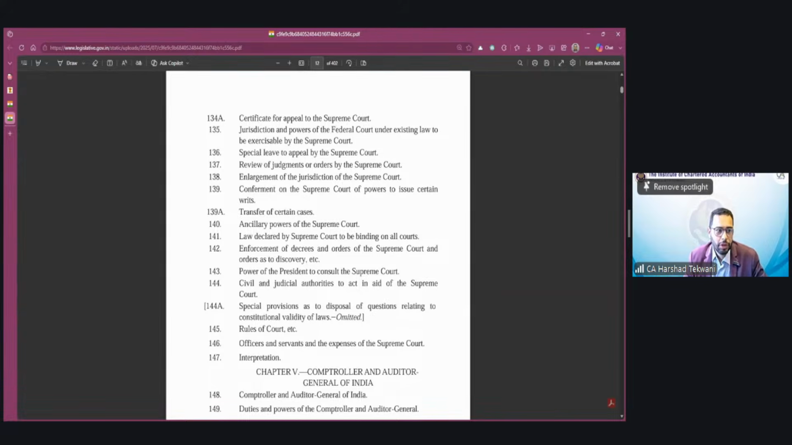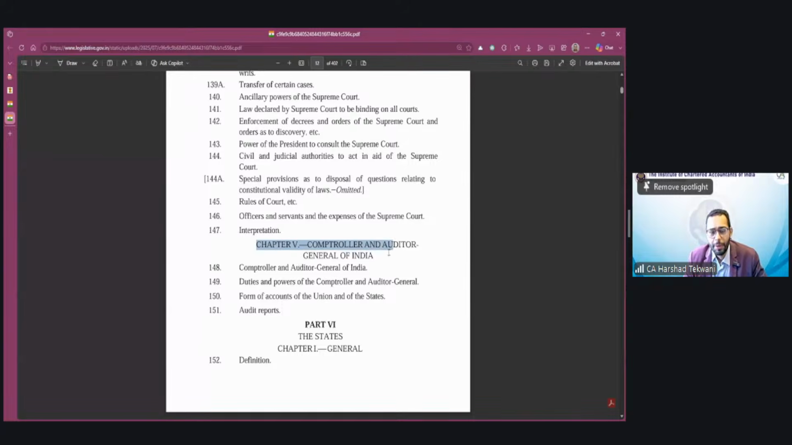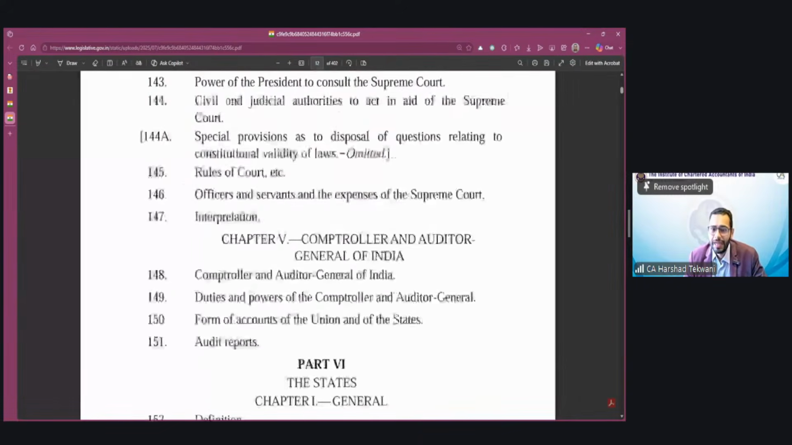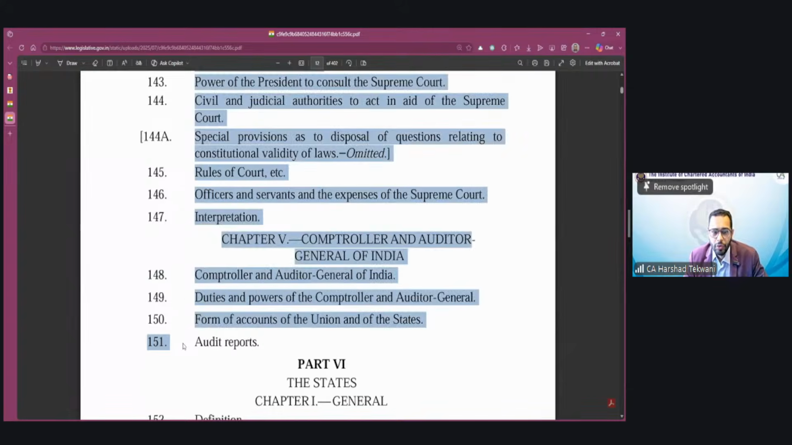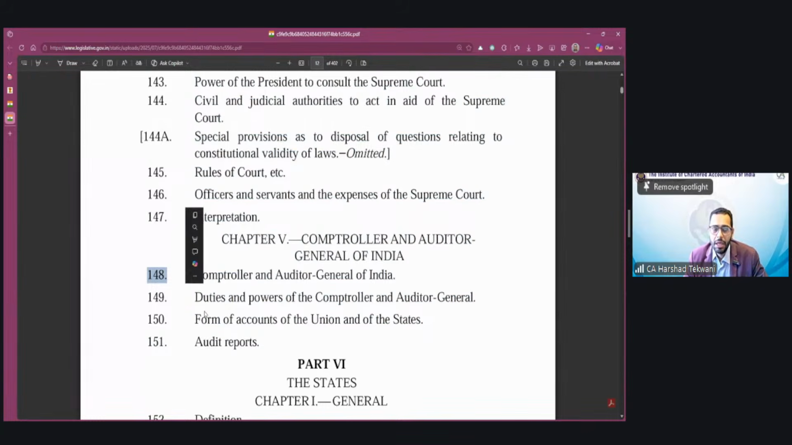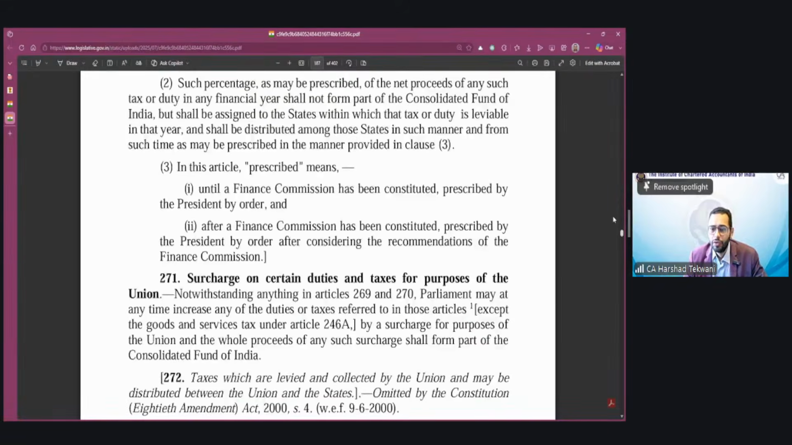Now, what are the articles that we will refer to? We will refer to the articles on the Comptroller and Auditor General of India, which is chapter 5 of the Indian Constitution. Chapter 5 of the Indian Constitution deals with the Comptroller and Auditor General of India, and articles 148 to 151 basically deal with this particular aspect. Let's go and see articles 148 to 151.